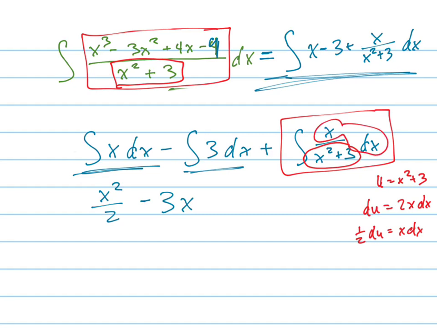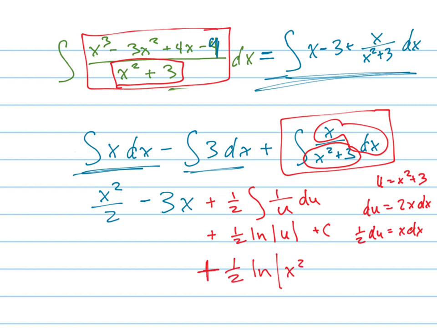There's x dx. So I'm rewriting this as plus 1/2 of the integral of 1 over u du, which of course just equals 1/2 of ln of the absolute value of u. Don't forget I need the plus c at the end of all this stuff, right? Which means that just equals, plus 1/2 ln of x squared plus 3 plus c. That was that last part.